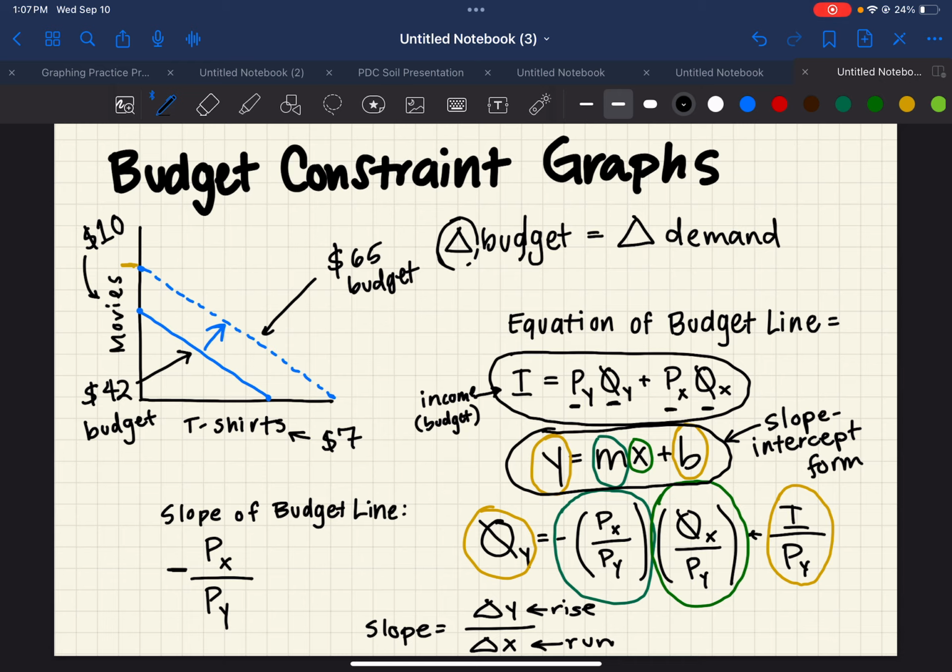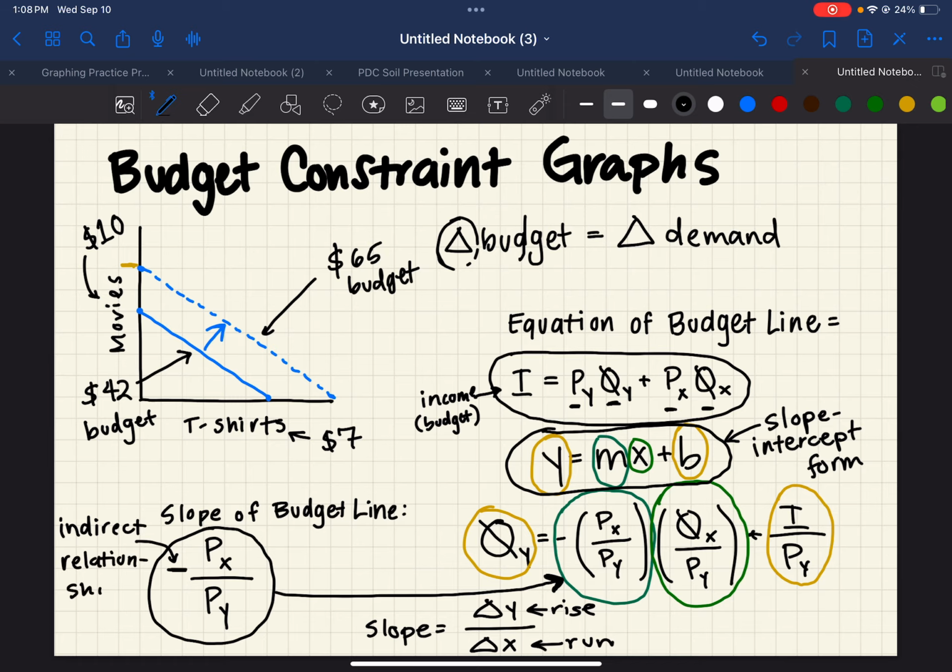Well, it's okay. This is the same thing as our slope. See, when we have this equation written in slope-intercept form, it ends up being negative price of x over price of y. And it makes sense that it's a negative, right? Because if you look at our line, it's trending down to the right. So as we consume more movies, we can consume fewer t-shirts. That's the indirect relationship that we talked about. It's trending down, so it has a negative sign.